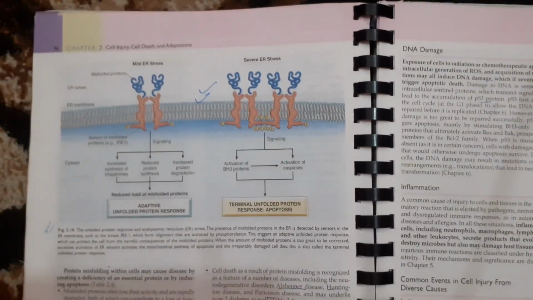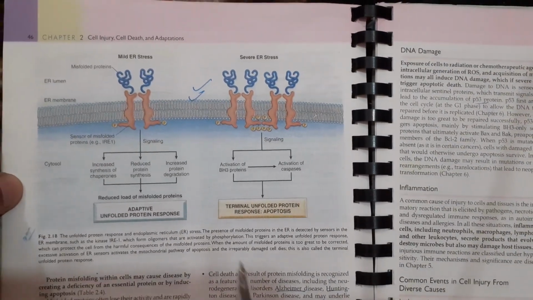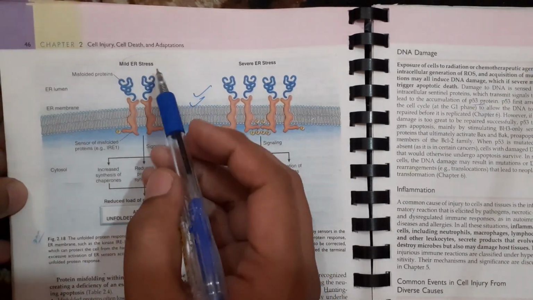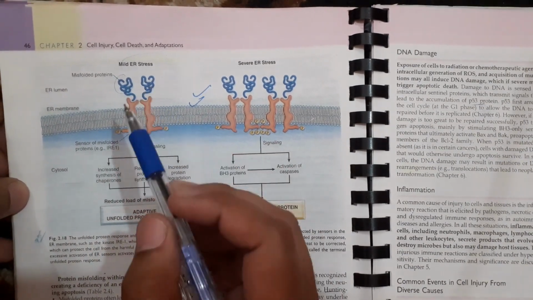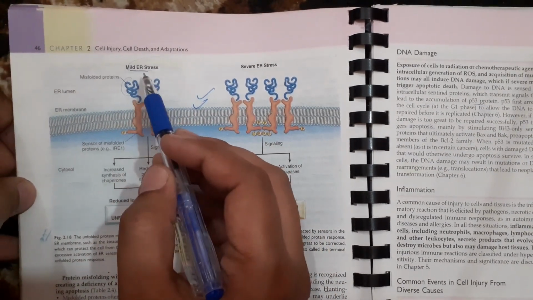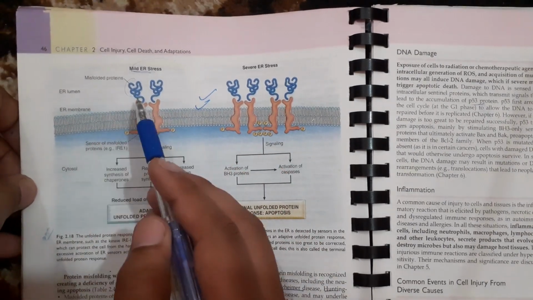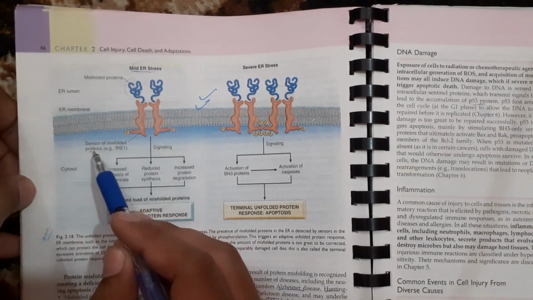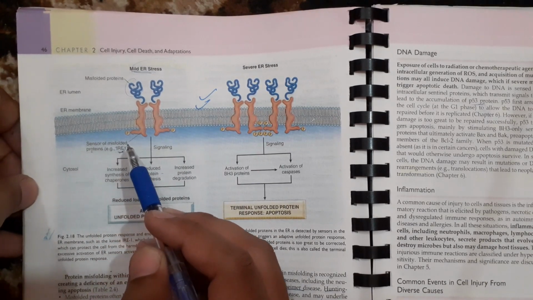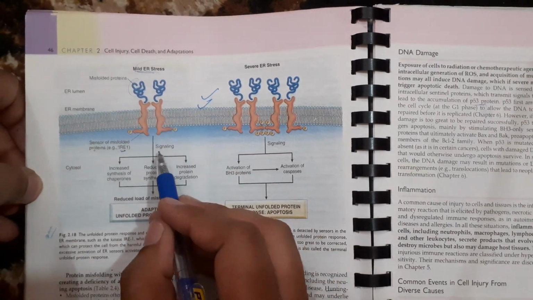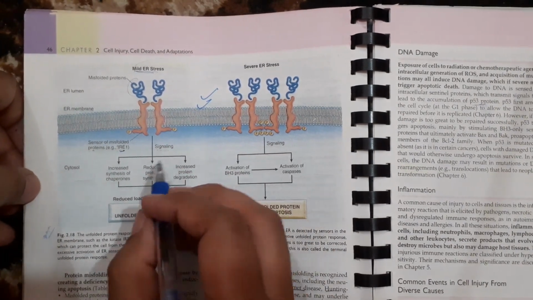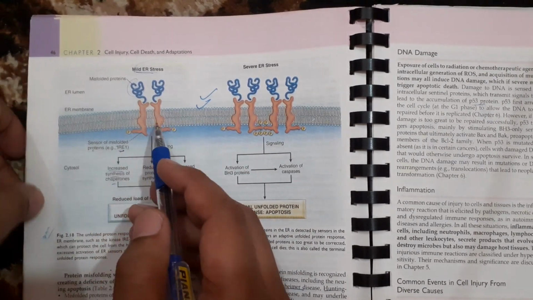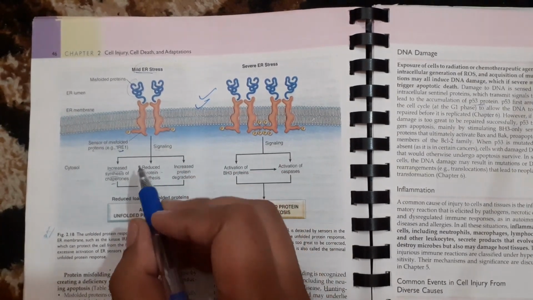This is the diagram of endoplasmic reticulum stress. So this is the lumen of the endoplasmic reticulum, and this is the cytosol, and this is misfolded protein which is accumulated here. So what happens when there is mild ER stress or some quantity of misfolded protein? This misfolded protein binds to the receptor here, which is the sensor of misfolded protein, or IRE1 receptor. This receptor induces a signaling pathway which leads to increased production of chaperones. So misfolded protein binds to the receptor, the receptor leads to a signaling pathway, and this signaling results in increased production of chaperones.